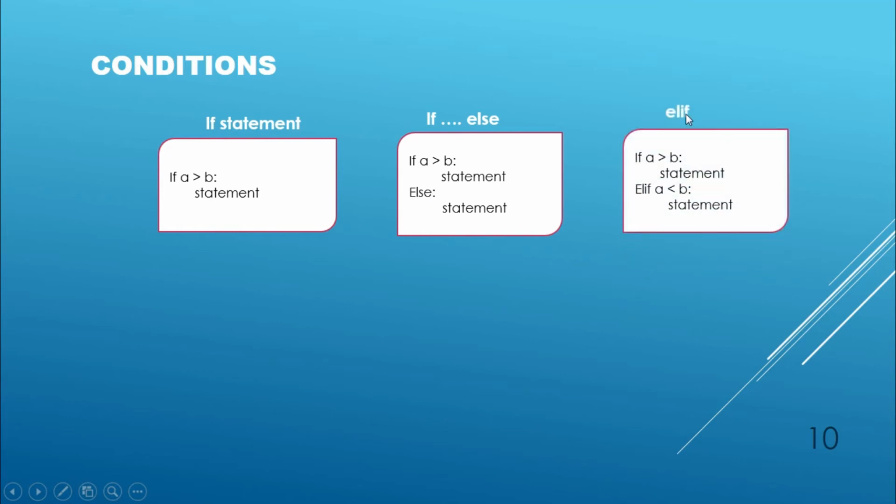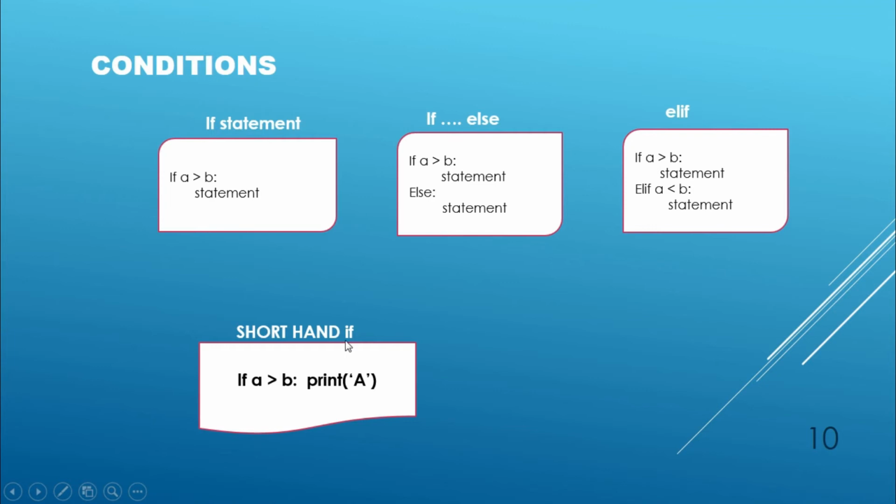So elif. In other programming languages like Java, C# or C++, we have else if, but here in Python, please remember it is elif, not else if. So you see, if A is greater than B, this statement, and elif another one. And then also we have else. It means if A is greater than B, this statement, elif this, and else at the end. No worries, you can put else at the end or not.